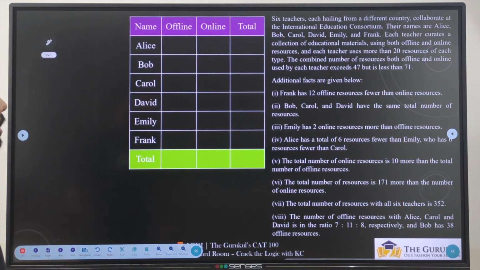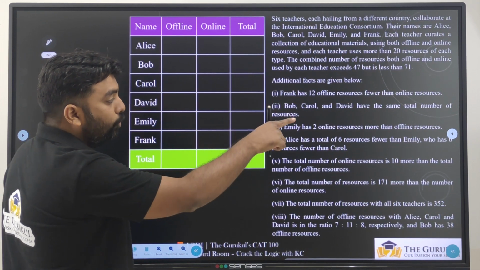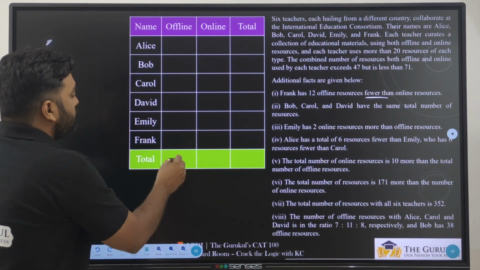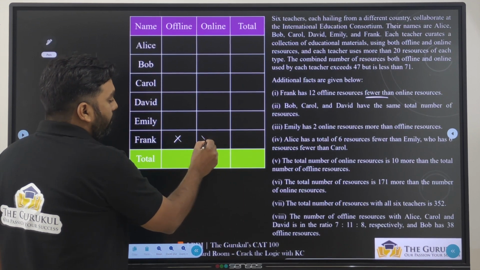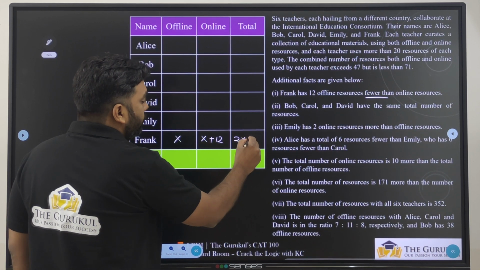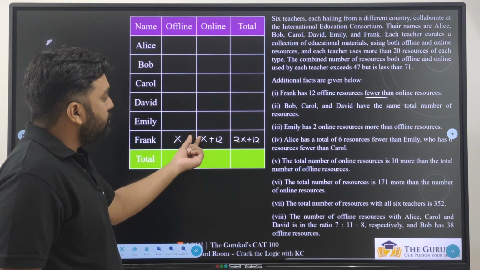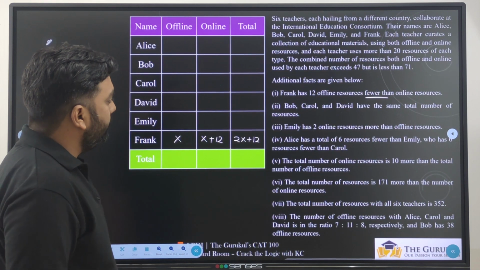Frank has 12 offline resources fewer than the online resources. So if offline resources are x, online resources will be x plus 12, and total resources will be 2x plus 12. Frank has offline resources 12 fewer than the online resources. Instead of taking minus, we are taking plus.